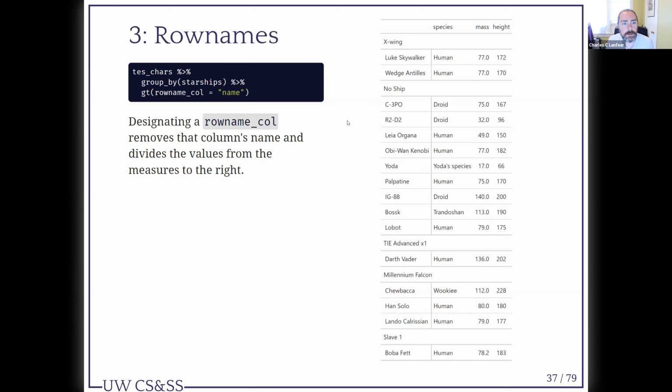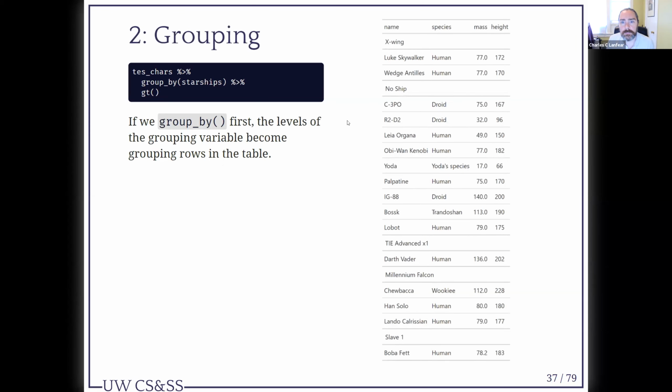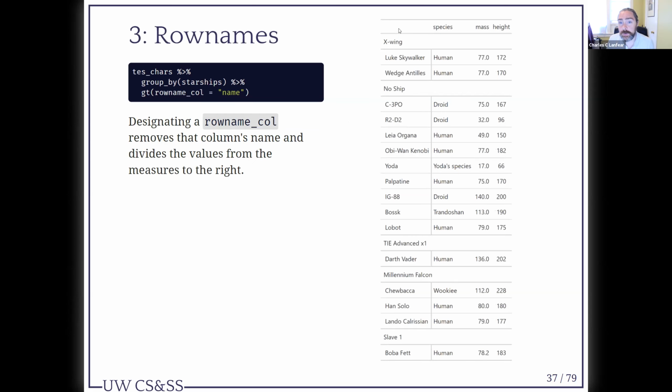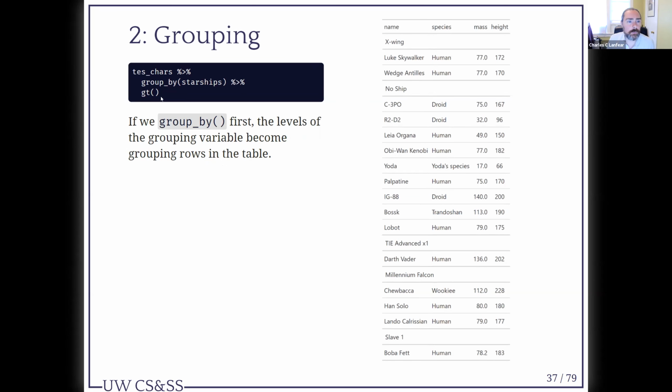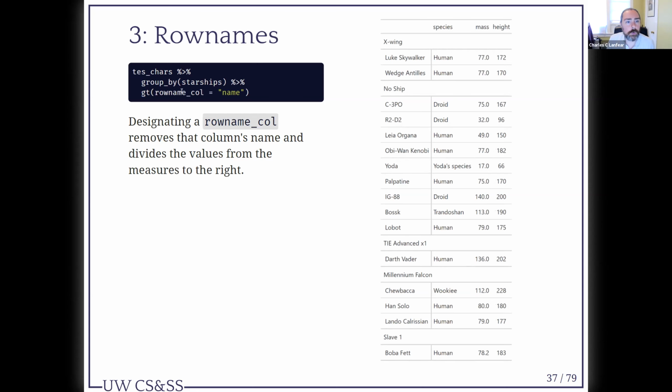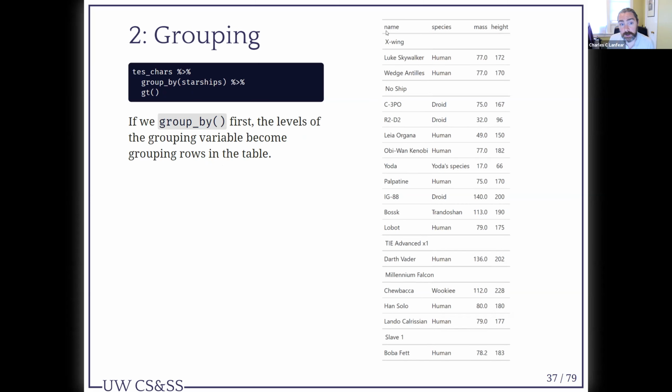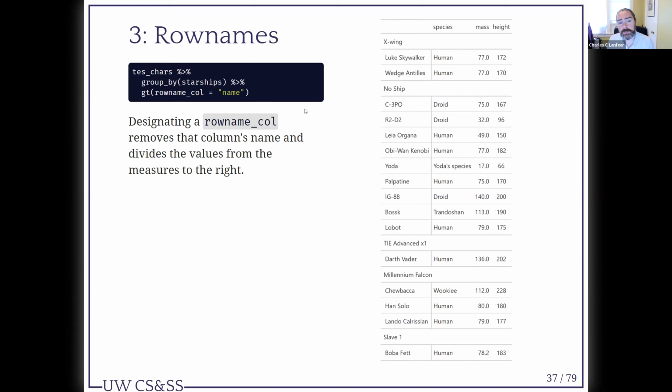Next, what I'm going to do here is say for the name column, I don't want it to have a name here. So what I say is GT row name column equals name. What this is going to do is designate the name column, which you see here, as row names. By designating it as row names, it removes the name of the column here and it divides them off from the rest of the data.